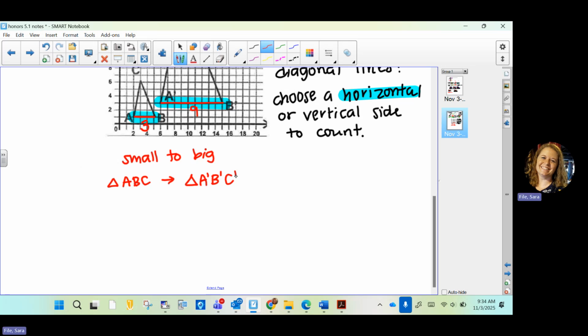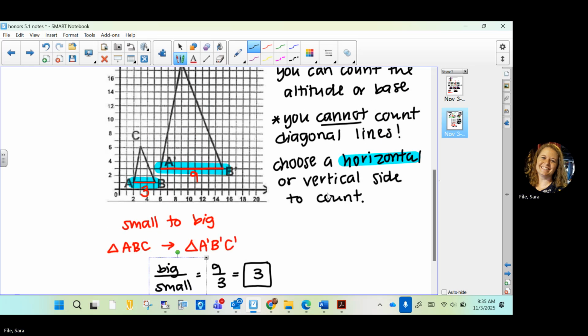Okay, so if I want to go from small to big, I divide big by small, right? Is that what we said? So that would be 9 divided by 3, which is 3. So that is the scale factor of this dilation. Yeah. We feel okay about that? So finding scale factor, you divide. Given scale factor, you're multiplying to get to the new image.